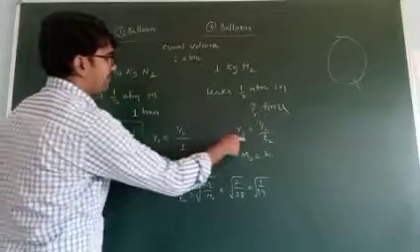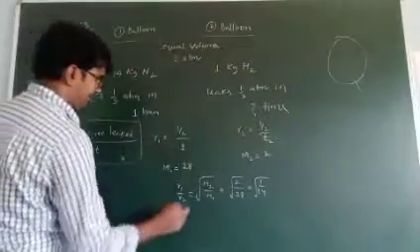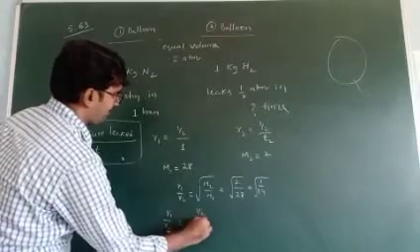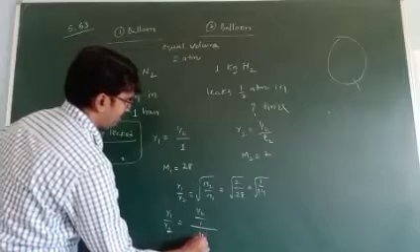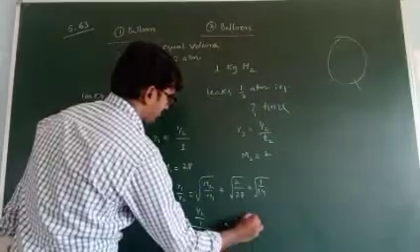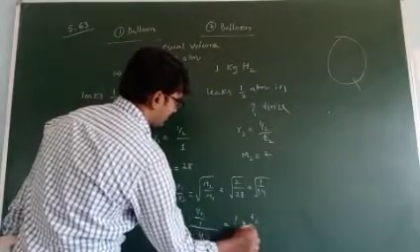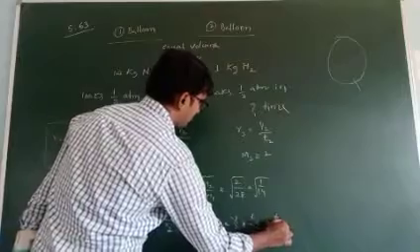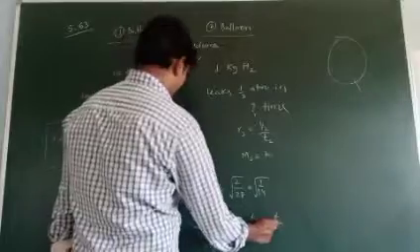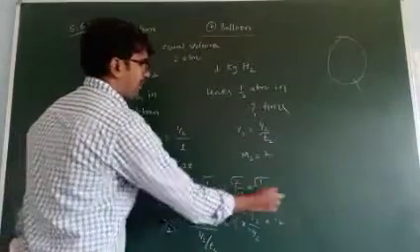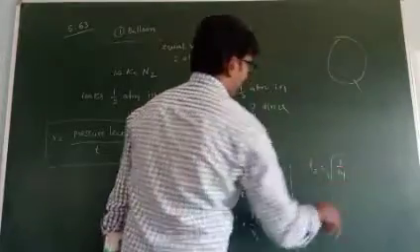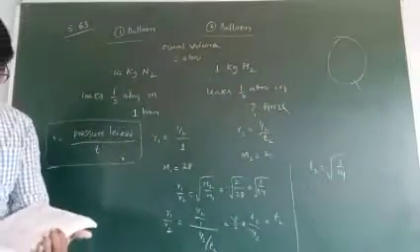Now calculate here R1 by R2. For this one, R1 by R2 is equal to (1/2 by 1) by (1/2 by T2), which means 1/2 into T2 by 1/2. This 1/2 cancels, so this is equal to T2. So R1 by R2 is equal to T2, and R1 by R2 is equal to root over 1/14. So simply T2 is equal to root over 1/14.